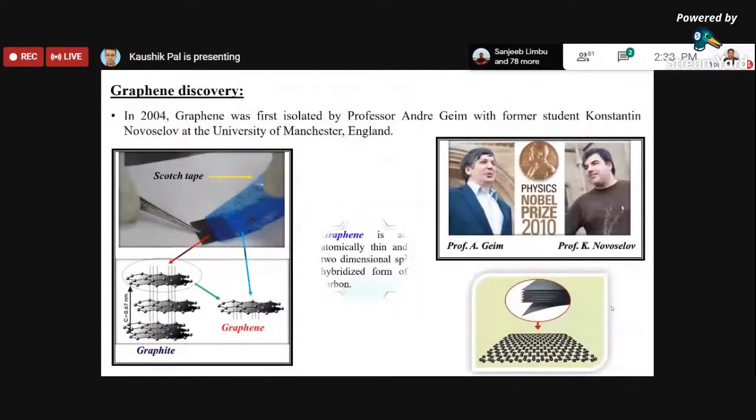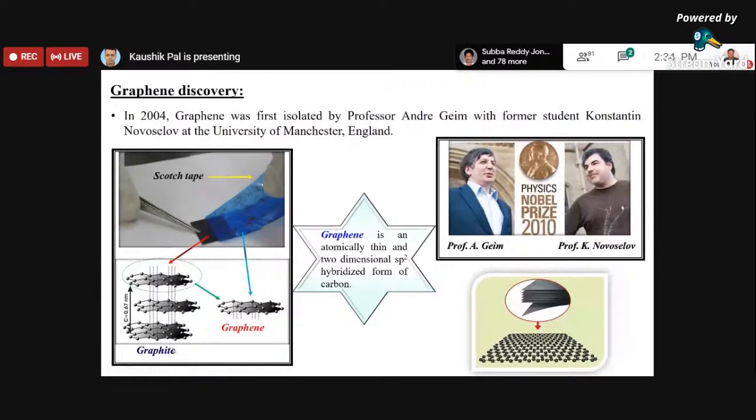Next, what is the graphene discovery? In 2004, graphene was first isolated by Professor Andre Geim and his former student Konstantin Novoselov at the University of Manchester, England, for which they got the Nobel Prize in the year 2010. You can see that I have given an example of the Scotch tape method here, which I will come to later in detail.